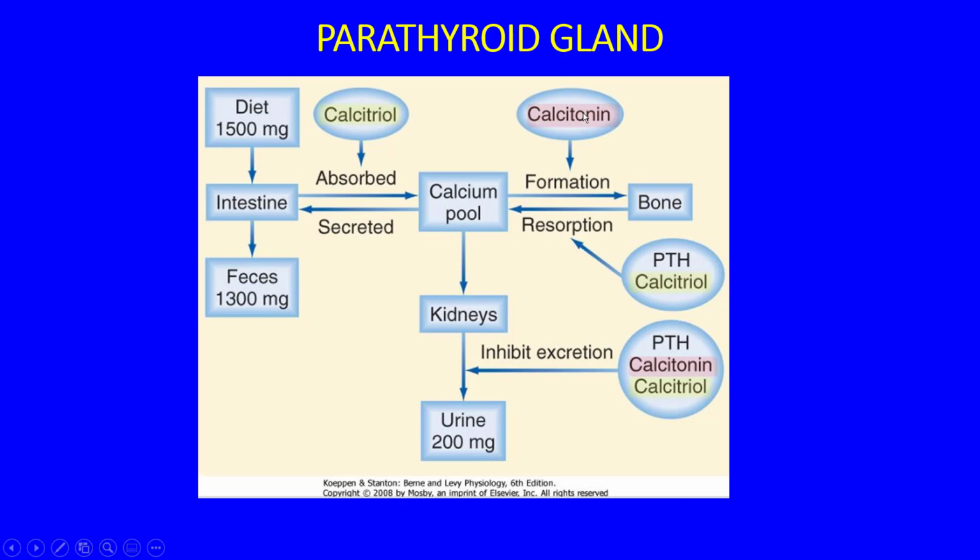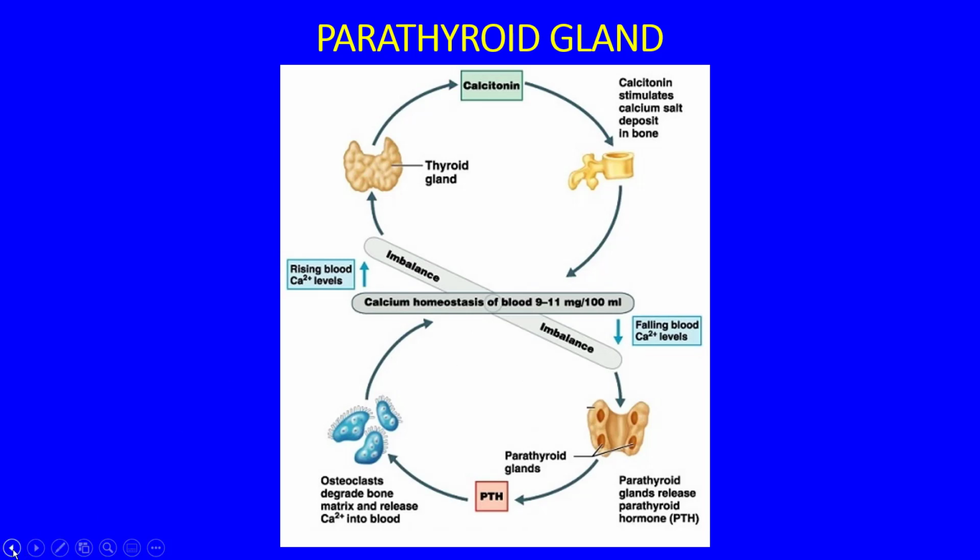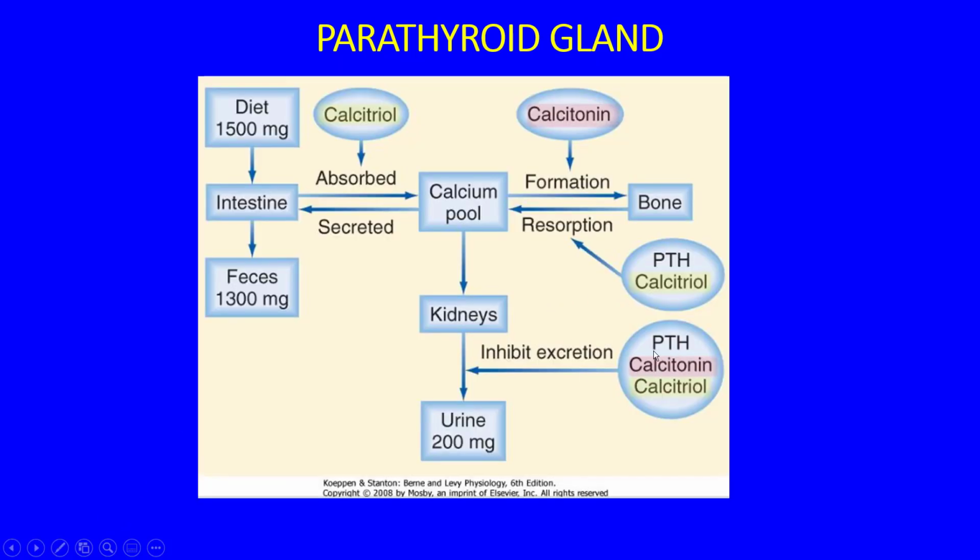Now what we see is this. Calcitonin is going to play a role in the formation or the deposition of calcium into the bone. PTH and calcitriol will be involved with the resorption of bone back into a calcium pool. And then we have PTH, calcitonin, and calcitriol, which play a role in the excretion of calcium. Calcitonin would enhance excretion of calcium in the urine. PTH would do the opposite. Okay?